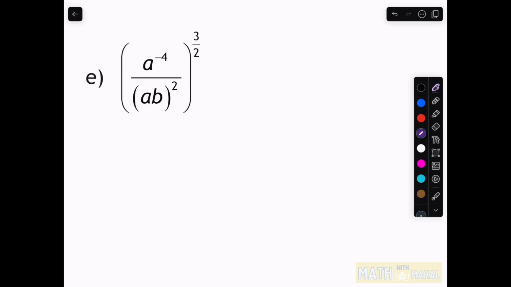Okay, same idea. I'm just going to go over e as well. So again, we want to multiply this by this. So if I were to write that out, I'm going to ignore the base and go 4 times 3 over 2.